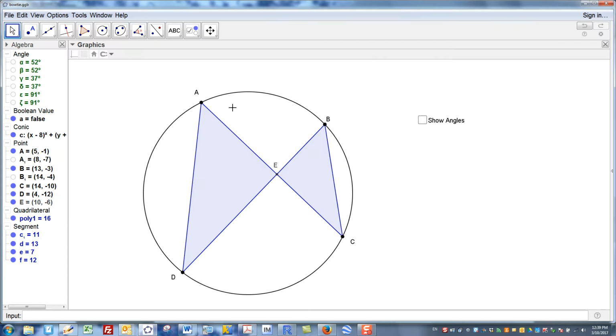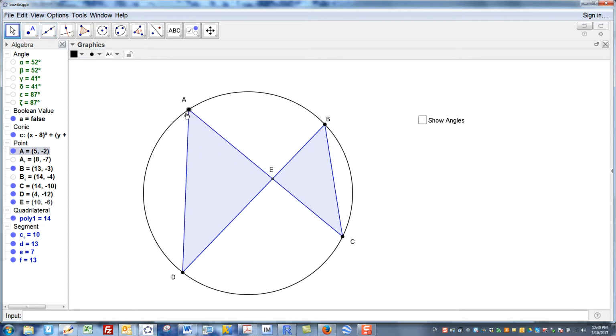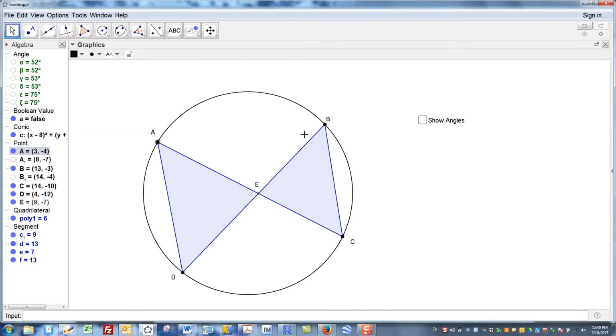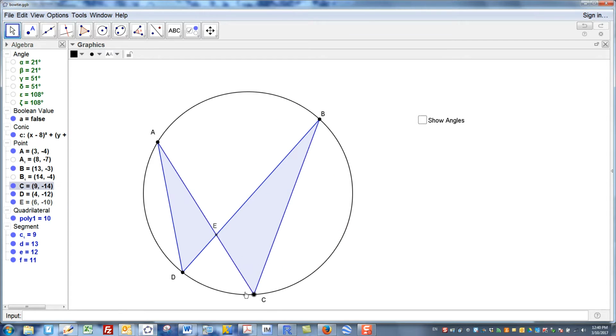So I have the figure constructed, A to C, C to B, B to D, and D to A. We have these two resulting figures which then have intersecting lines. I've constructed the point of intersection E, and the question is, what can we say about this bow tie figure? And I can move these things around and investigate it for different values of A, B, and C in terms of where they were located on the circle.